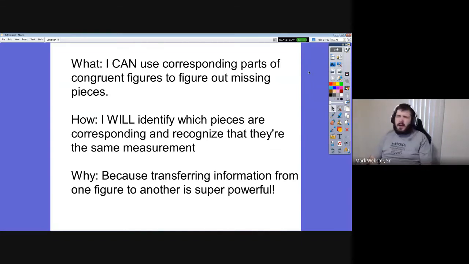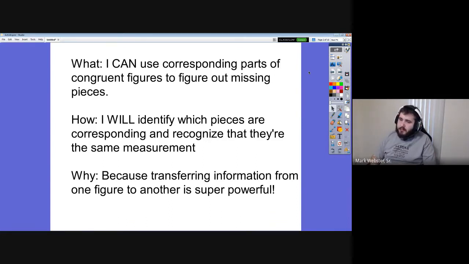What are we doing today? Well, we're going to be using corresponding parts of congruent figures to figure out missing pieces. How will we do this? We're going to identify which pieces are corresponding, recognize that they're the same measurement. Why are we doing this? Because transferring information from one figure to another is super powerful.